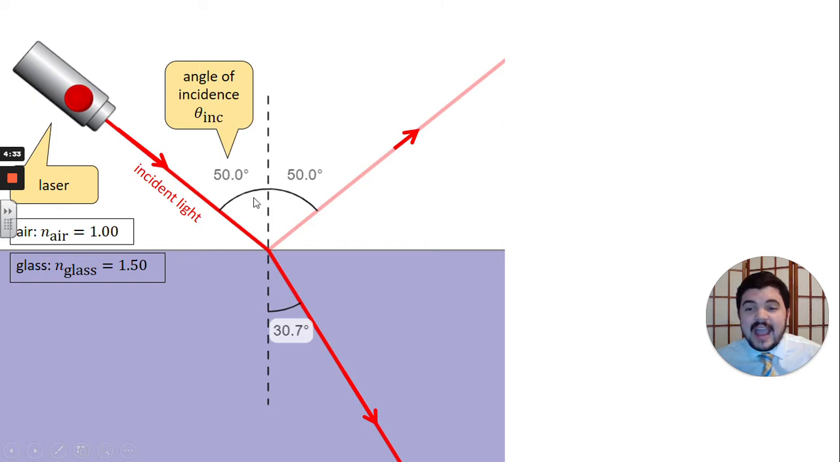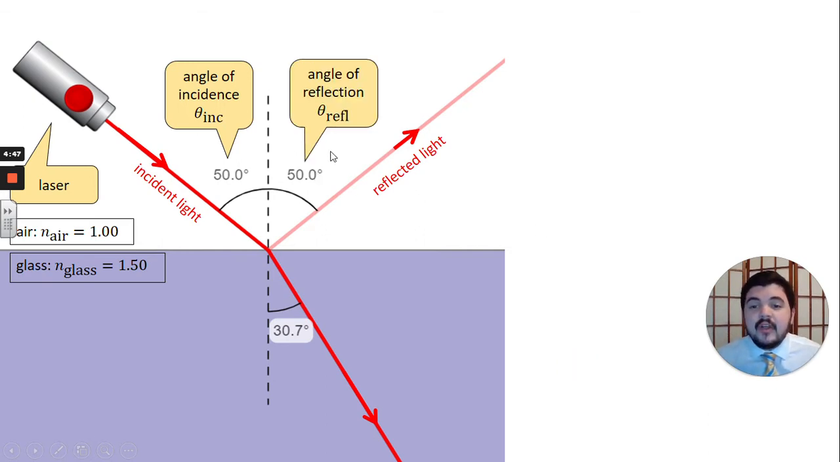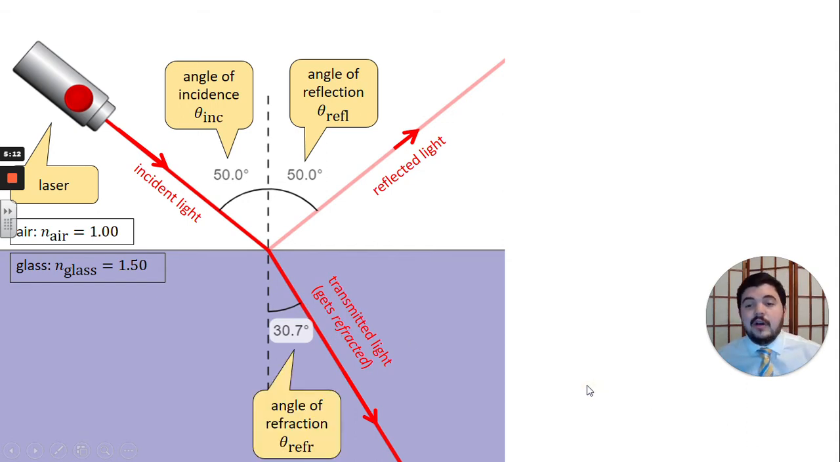We call this angle the angle of incidence, theta subscript INC. We call the light that bounces off the surface the reflected light. Makes some sense, it's the light that reflects. And we call this bouncing angle the angle of reflection, theta subscript REFL. And then this is our transmitted light. It transmits through into the glass. It passes through. That transmitted light does get refracted. That's what happens. And we call this 30.7 degree angle the angle of refraction.